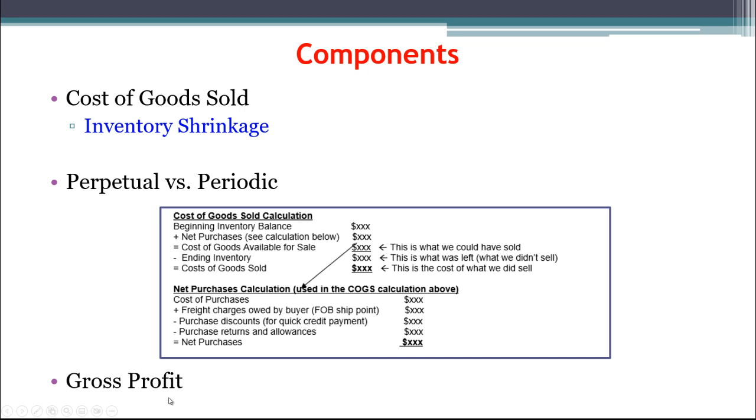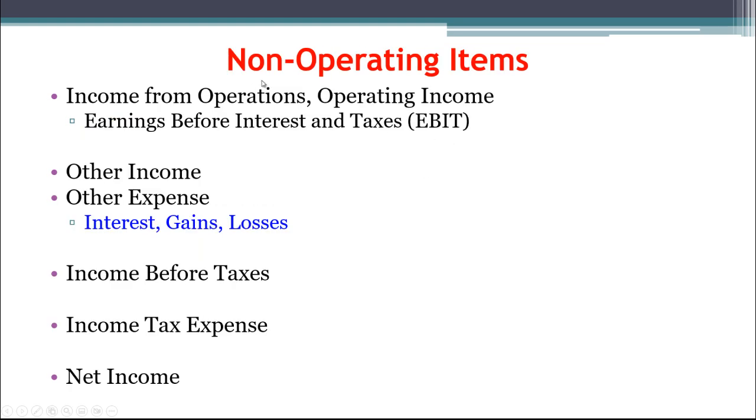And gross profit, of course, or gross margin, either term works. That is the net sales minus the cost of goods sold. That gives us our gross profit figure. Now we're also going to have some non-operating items. So first of all, we do have income from operations, or operating income, that's another term.